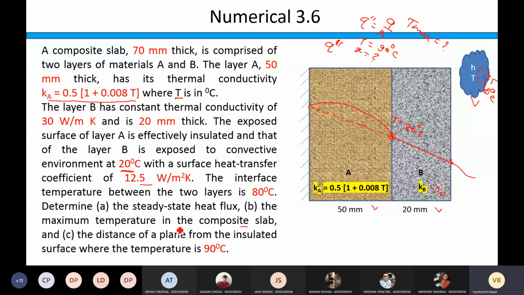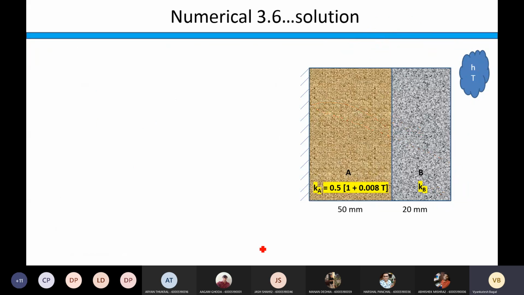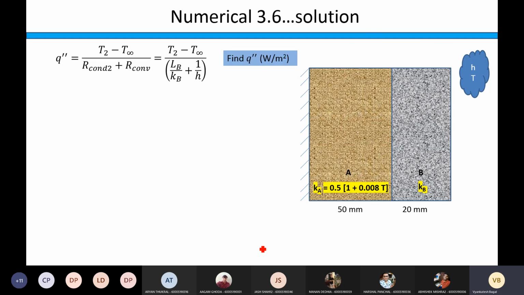So your job is to find out the steady state heat flux first, then the maximum temperature in the composite slab, and the distance of the plane from the insulated surface where the temperature will be 90 degrees. And how to solve this? The same diagram I have taken further. See, you can use this now.